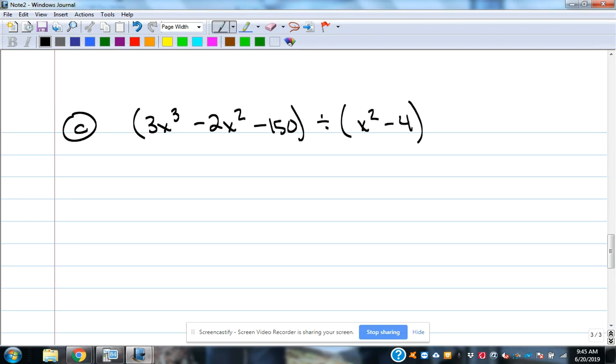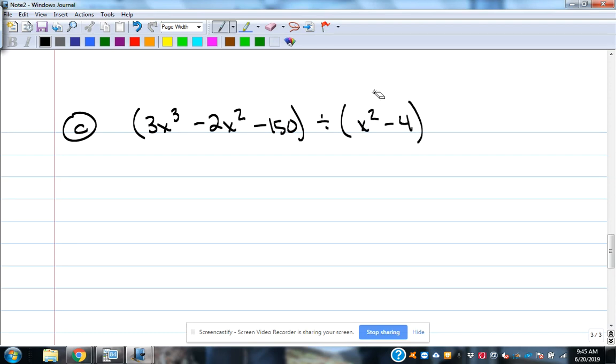Okay, so look at the terms here. The dividend has x cubed, x squared, and then a plain number. The divisor has x squared and then a plain number. So they're in descending order, but when we go to write up our problem, what do we notice about both of them? They're missing a piece, right? We have cubed, squared. There should be a piece that has a plain x on it, but it doesn't have it. The same thing is happening on the divisor.